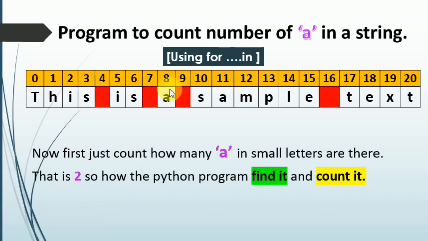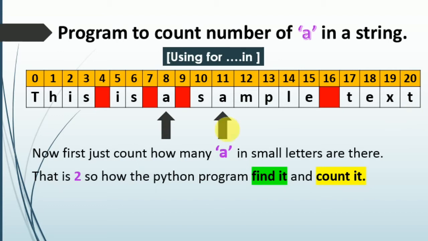This is a string, this is a sample text. If you go through, there are two a given, small letters a, so the output is going to be 2. So how it is going to be found by the Python program, that we are going to discuss. So let us move to the next page now. This is the first a and this is the second a. I'll put the arrow also, so you are going to understand where these two a are and the counting is 2.